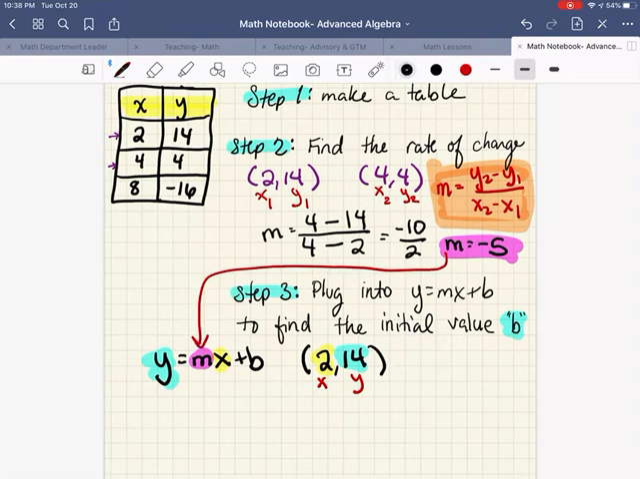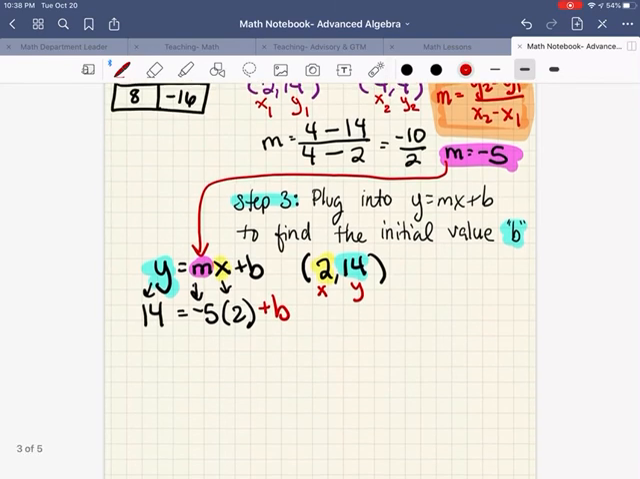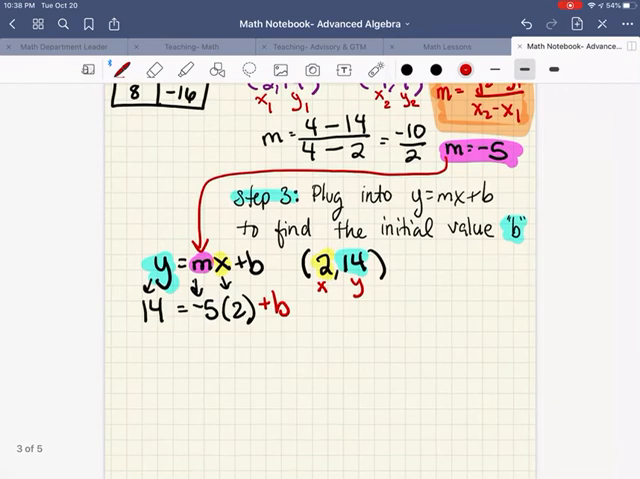Now we write it out. I just said my y output is 14, I plug that in there. My m we found was negative 5, I plug that in right there. My x, my input, is 2. And I don't know what b is, so I'm going to keep that as a variable. That's an unknown. And now I'm solving this algebraically.